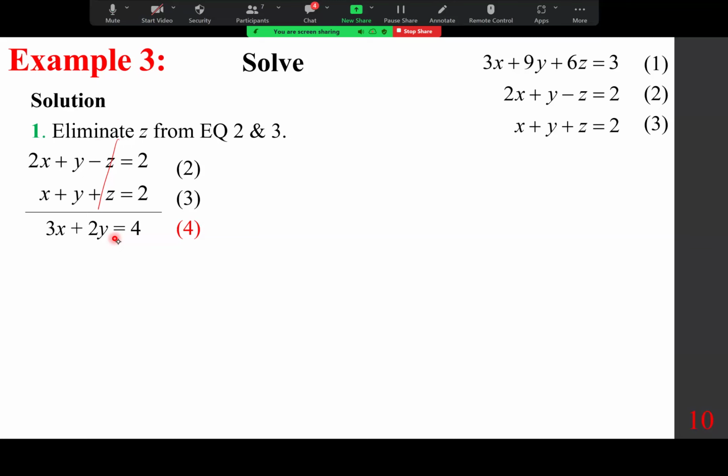So, which variable did we eliminate? Z. From which equations? 2 and 3. Which equation has not been used yet? Equation 1. So equation 1 must be used with one of these two. Which one makes no difference, but you have to get rid of the same variables. And that's the idea.